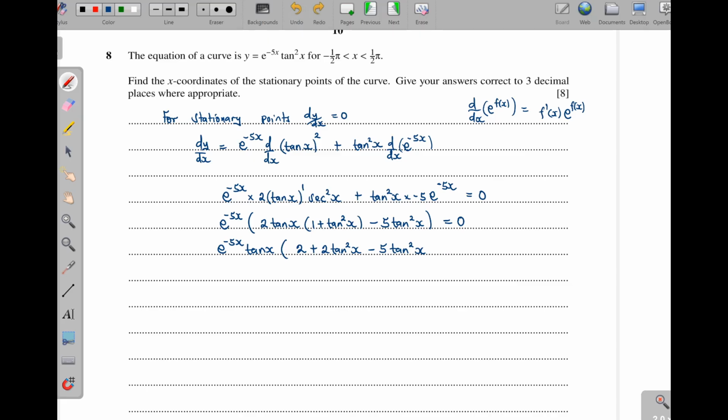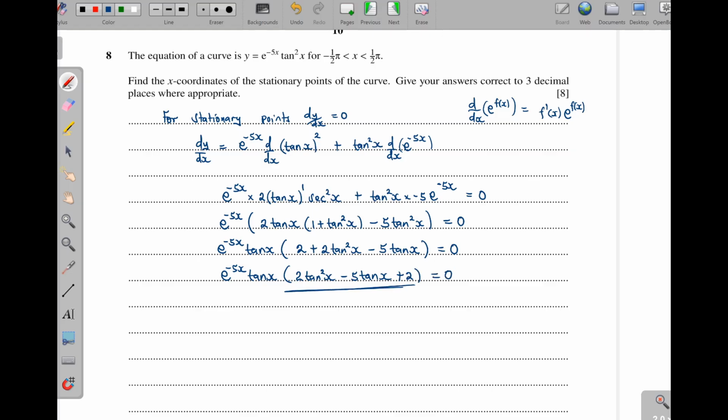No, actually there is something wrong here. Since I pulled out a tan x, that means here we are remaining with 5 tan x. You see that? Which is equal to 0. Now this is e to the power of negative 5x, then tan of x. Then inside here I can rearrange this. Then we get 2 tan squared x minus 5 tan of x, then plus 2. This one is equal to 0.